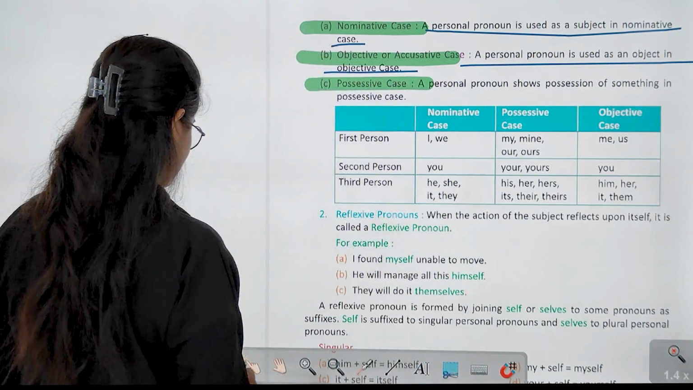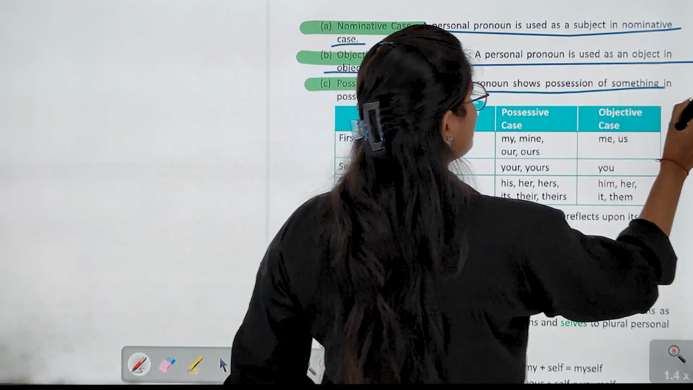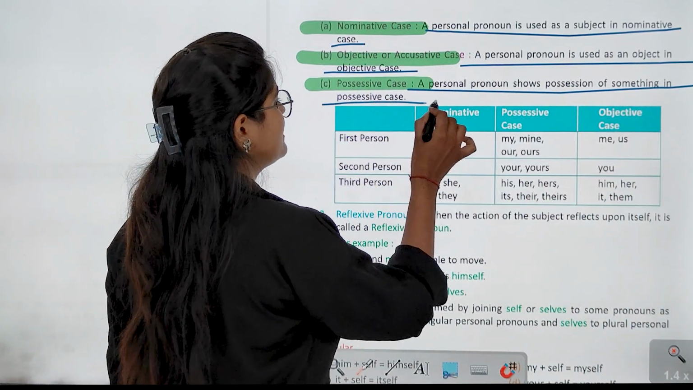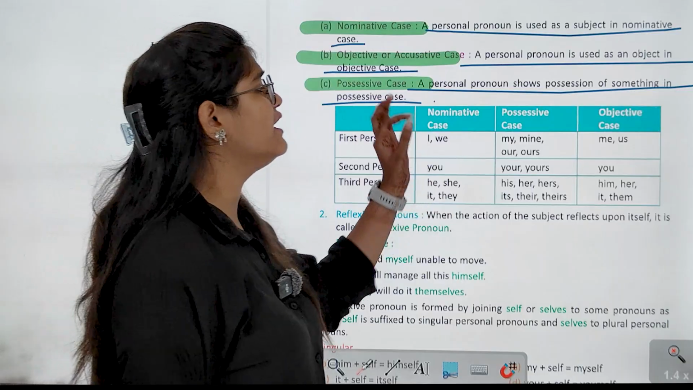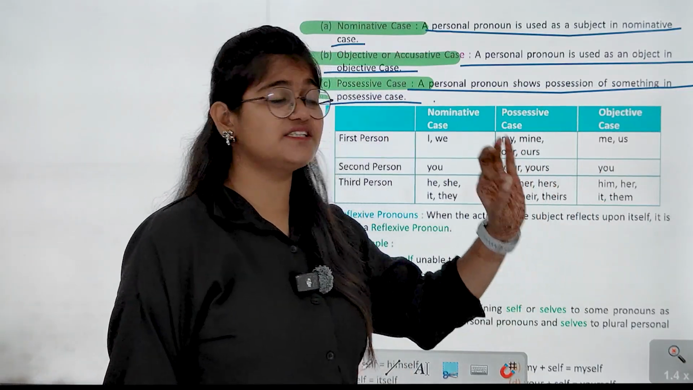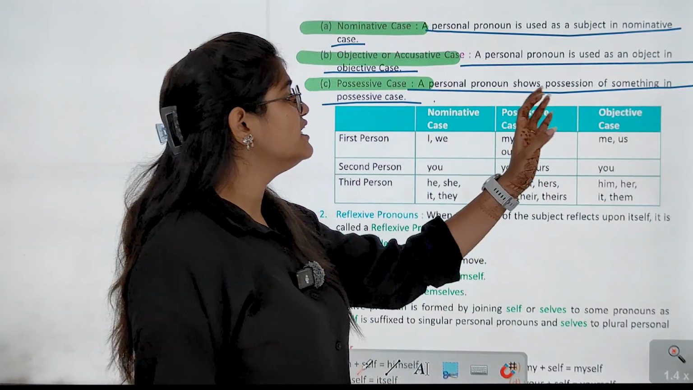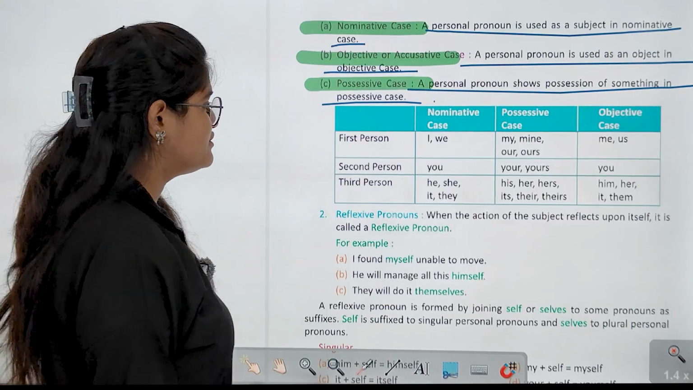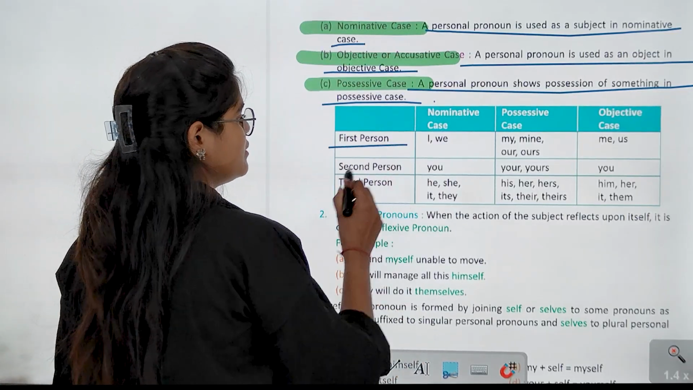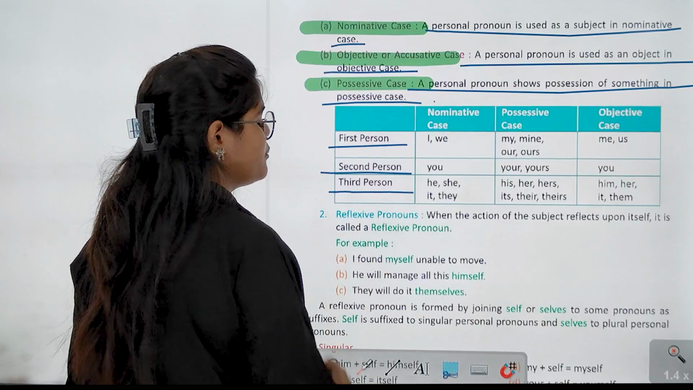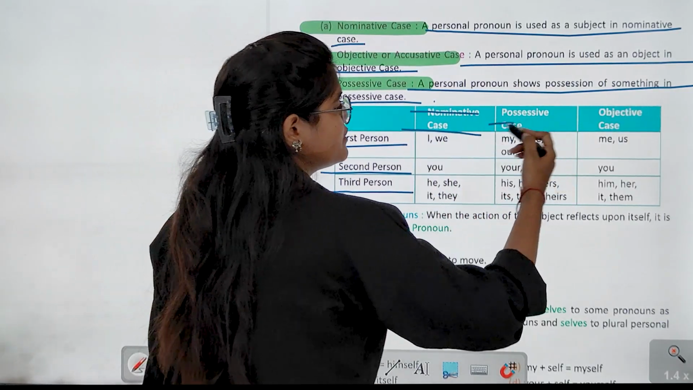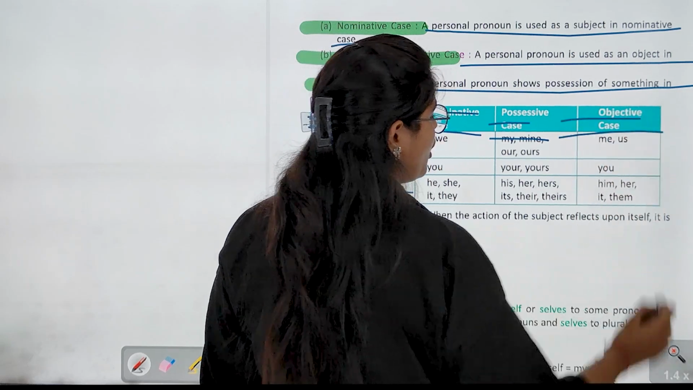अब possessive case क्या है? Your personal pronoun shows possession of something in possessive case. कि personal pronoun जो है वो किसी ना किसी तरीके की possession दिखाता है, तब वो एक possessive case कहलाता है, right? So here are the persons, first person, second person and the third person in the nominative case, in the possessive case and in the objective case.